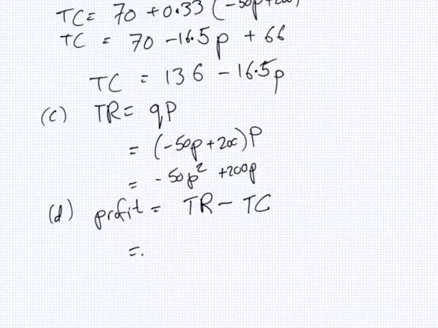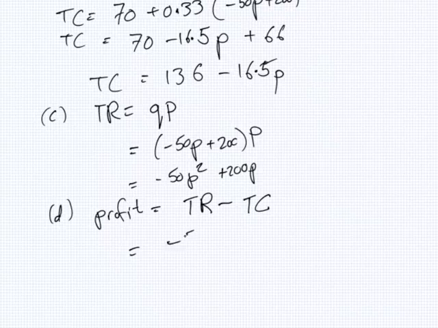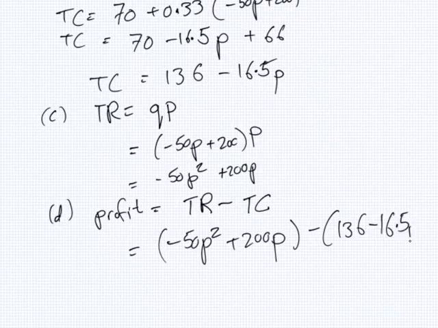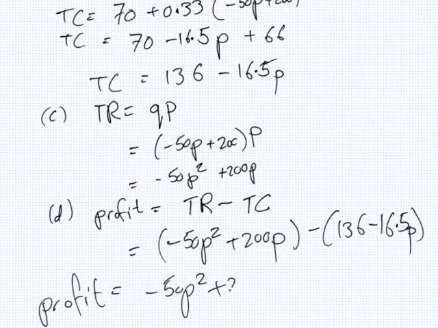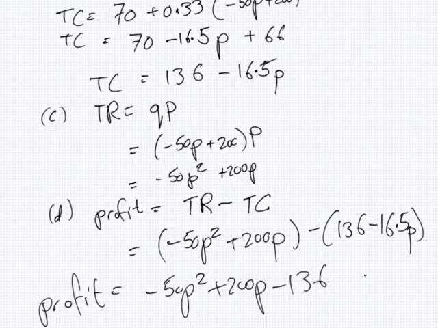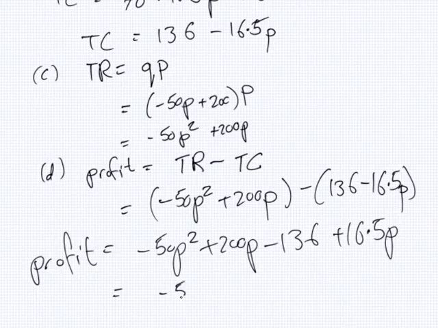So in this example, the profit is minus 50p squared plus 200p minus 136 minus 16.5p. So the profit is minus 50p squared plus 200p minus 136 plus 16.5p. So that would be minus 50p squared plus 216.5p minus 136. And this is the profit.